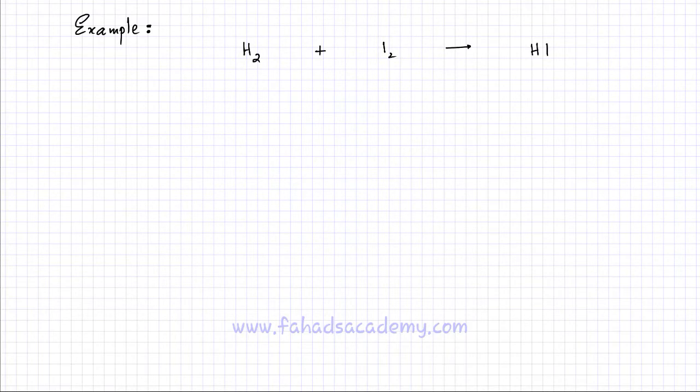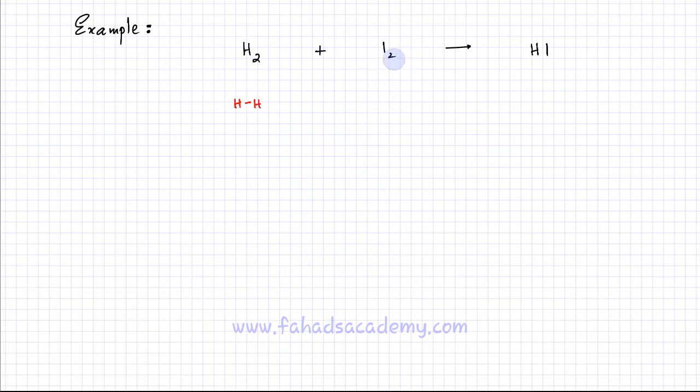In this example, I'm going to try and balance H2 reacting with I2, and it's producing HI. Now again, H2, the small subscript 2 denotes that in one molecule there are two hydrogen atoms bonded to each other. So they're joined together.